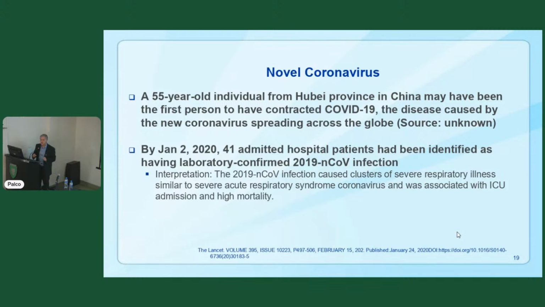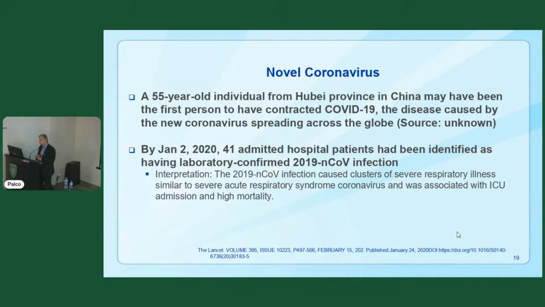Novel coronavirus cases: a 55-year-old individual from Hubei province in China may have been the first person to have contracted COVID-19, the disease caused by the new coronavirus spreading across the globe. At that point, when that doctor published that, he had no idea it was going to be the biggest epidemic of the past 15 years. But it was a case report. And after reading this, a colleague of mine from CDC called me, we talked about it, and said, my God, this might be something created in China.